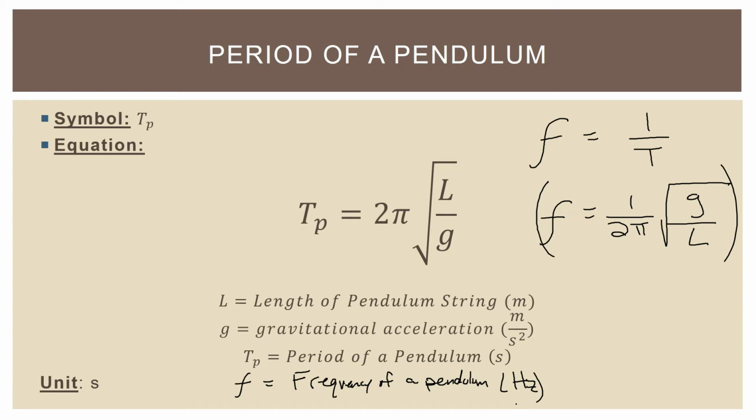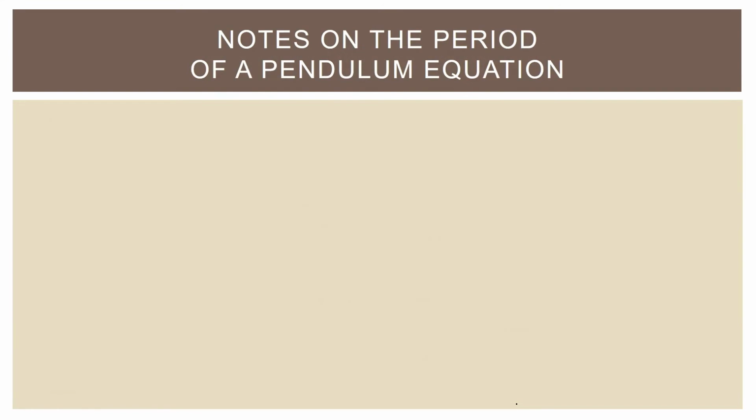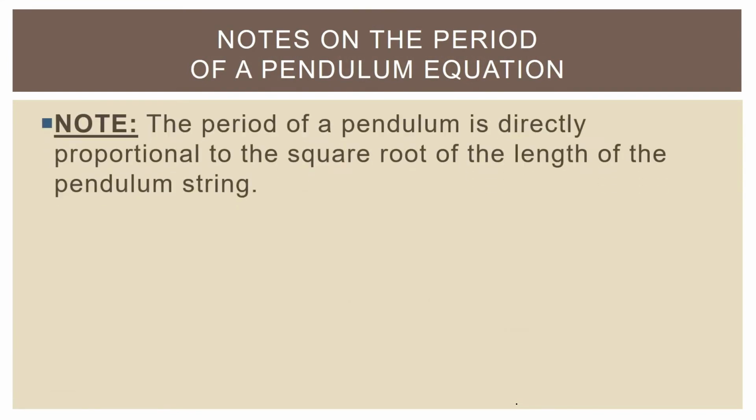All right, so just very quickly before we move on, I think it's important to take a moment to really look at this equation and try to understand exactly, first of all, what it says and perhaps what it doesn't say. The first thing we should look at here, and you could write this under the heading Notes on the Period of a Pendulum equation, is that the period of a pendulum is directly proportional to the square root of the length of the pendulum string. That we can very clearly see in the equation. The period of a pendulum is directly proportional to the square root of L.